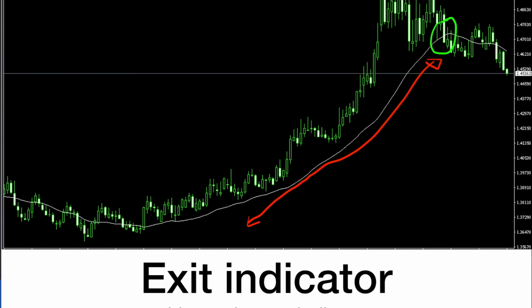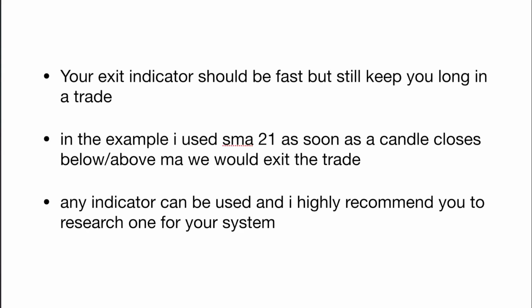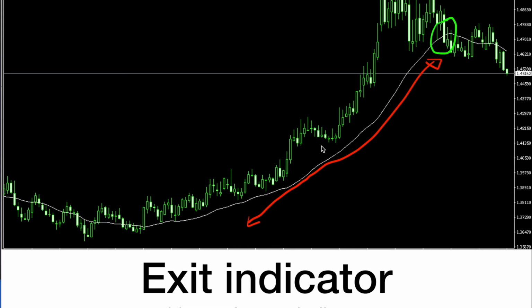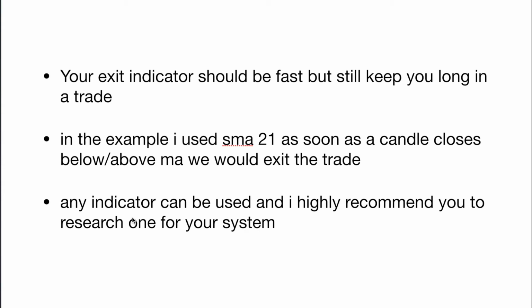So next up is the exit indicator. This can be any indicator, and basically your exit indicator should be fast and keep you long in the trade. Here in the example, I used a moving average of 20, and once the candle closed below the moving average, I would have closed the trade. So you can catch very long trends with it. And I highly recommend that you research one for your own system, because it has to be adapted to your own system.